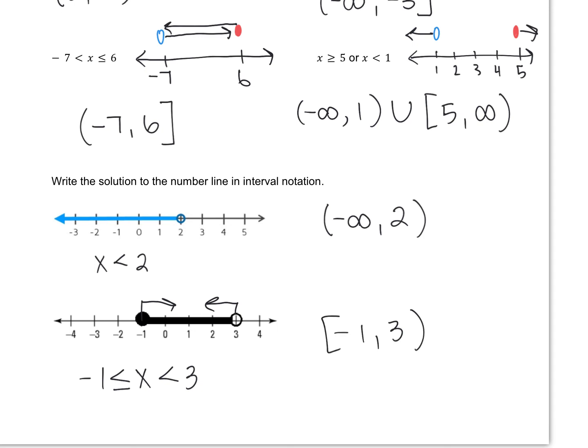Okay. Please let me know if you still have any questions about writing interval notation, whether that's writing it based on having an inequality or having the number line.